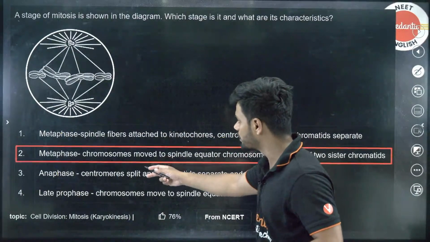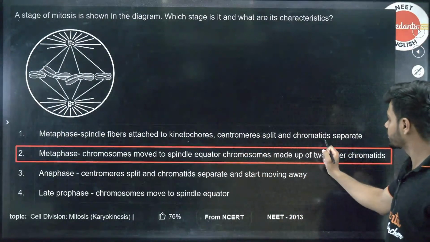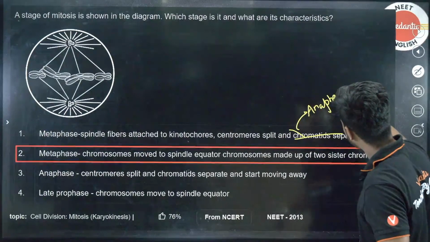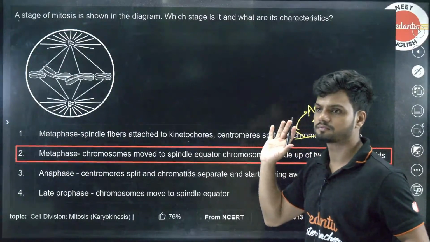It cannot be A because chromosome split and chromosome separate is a part of anaphase. So 2 is the answer.